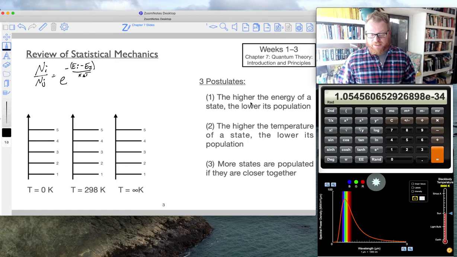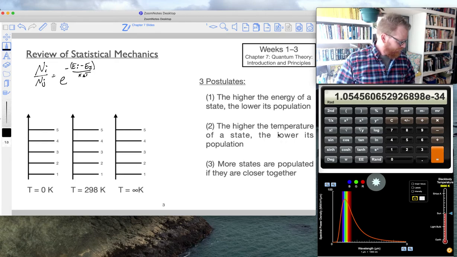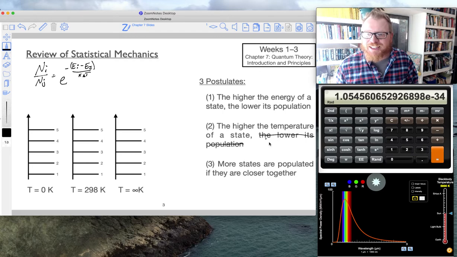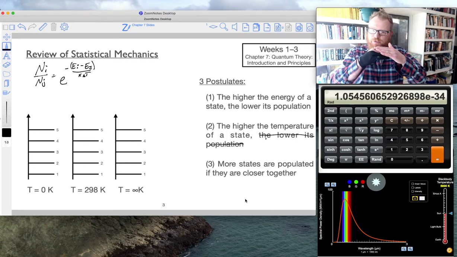Okay, so for the electronic states, we recall that everything is in the ground state. Because it's such a high energy state, there's not enough energy at room temperature to populate an upper-lying electronic state. Okay, or really I should say the higher the temperature of a state, the more likely a higher energy state is populated. So as we increase the temperature of a material, it can get into higher levels. Okay, and of course more states are populated if they are closer together. So that's like the translations, right? They get really finely crunched together.